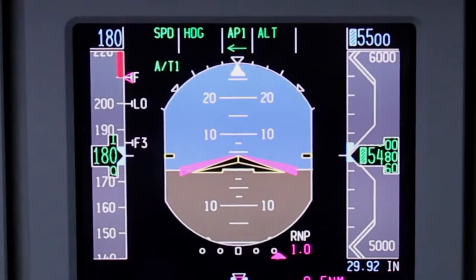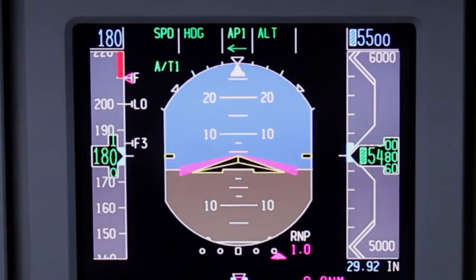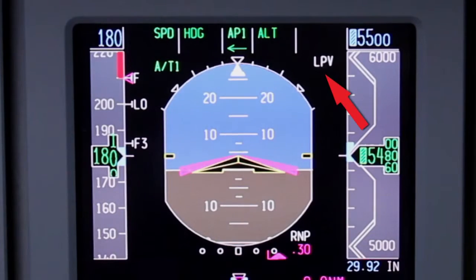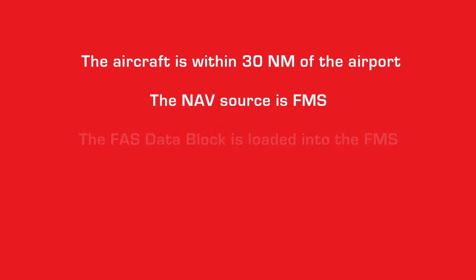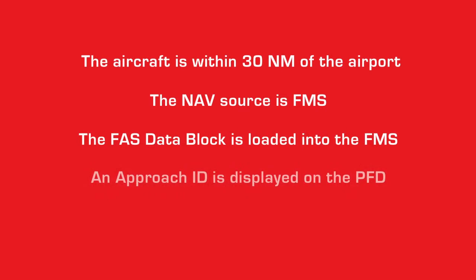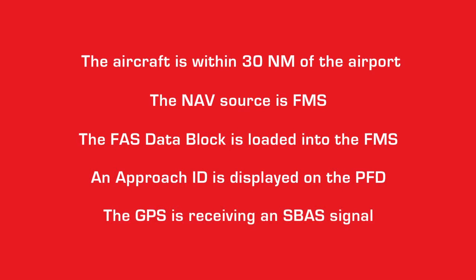After an RNAV LPV approach is loaded into the FMS, the LPV armed annunciator is displayed in white on the PFD when the following criteria are met. The aircraft is within 30 nautical miles of the destination airport. The nav source is FMS. The FAS data block is loaded into the FMS. An approach ID is displayed on the PFD, and the GPS is receiving an SBAS signal.